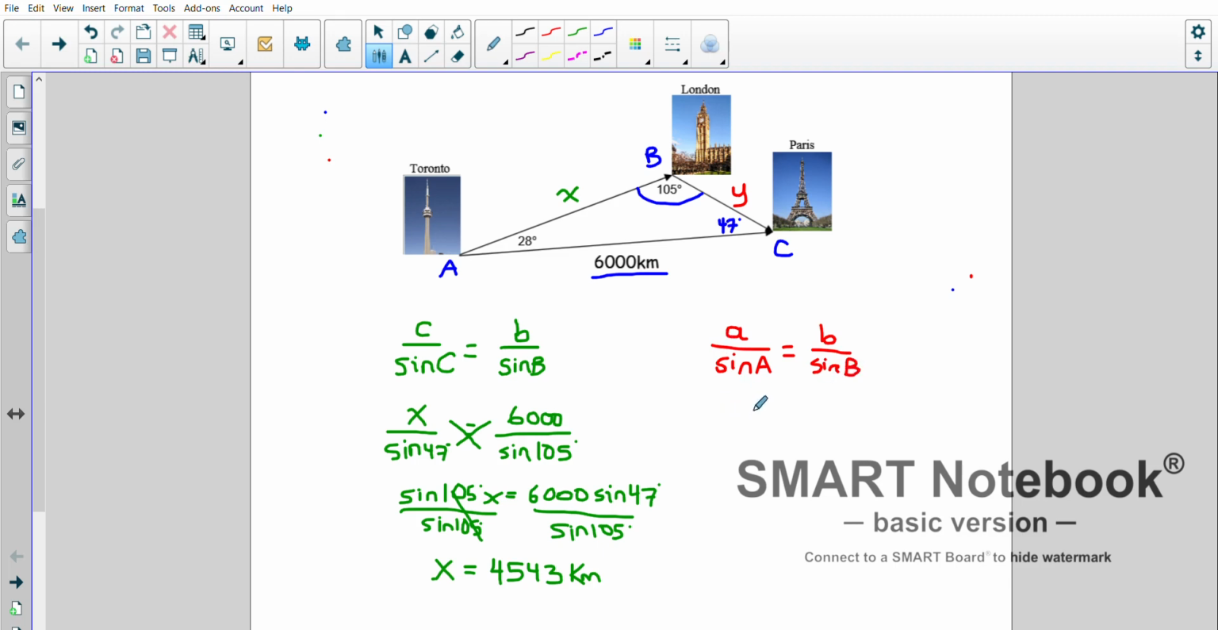So side A is what I want. That's the distance I'm looking for. Over sine A, so that's sine 28 degrees, is going to equal 6,000 over sine 105. Cross multiply, and you get sine 105 y equals 6,000 sine 28.